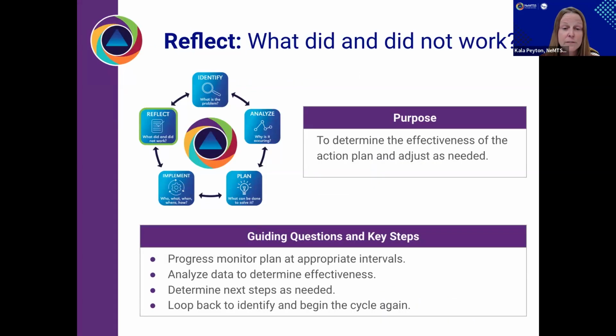Following implementation of the plan, school teams will then engage in regularly and timely reflection. In this phase, school teams will reflect on what did and did not work. The intention of this reflection is to determine the effectiveness of the implemented plan and to adjust as needed. This step will involve progress monitoring the plan at appropriate intervals. Data will need to be analyzed to determine effectiveness and next steps.